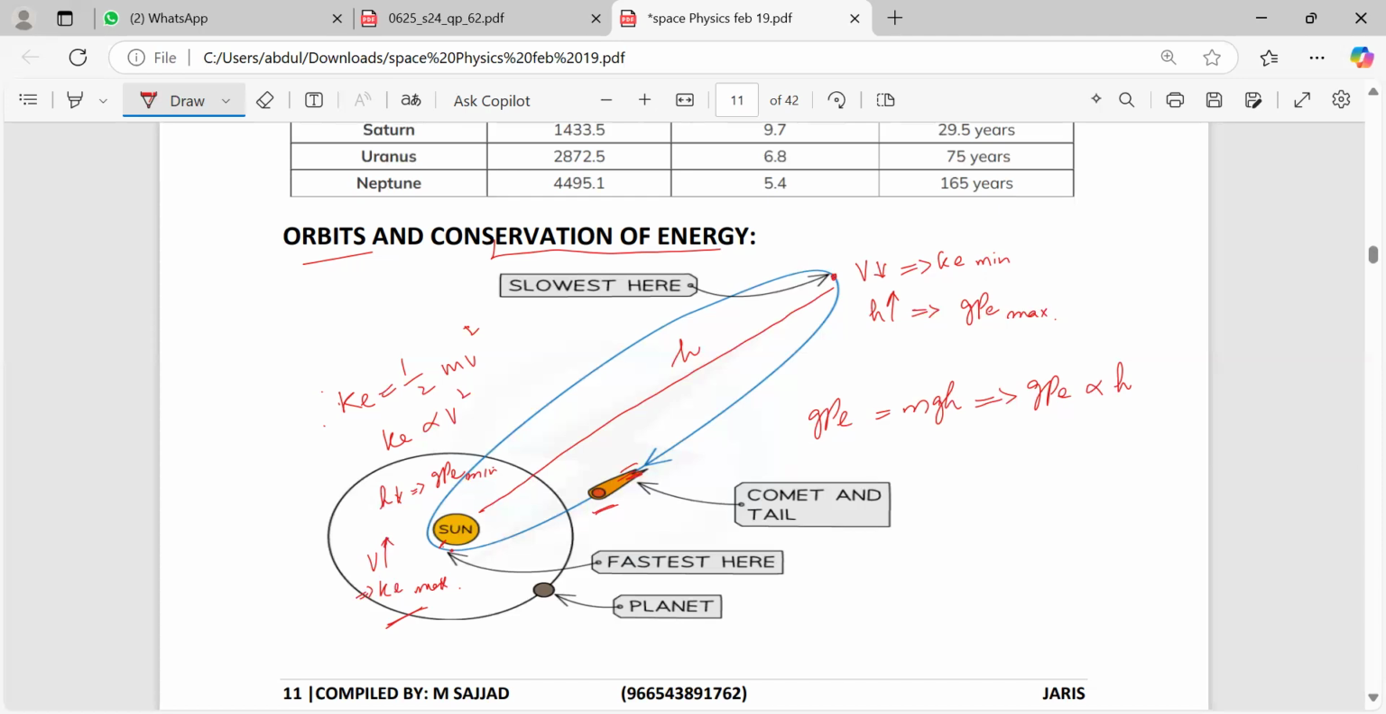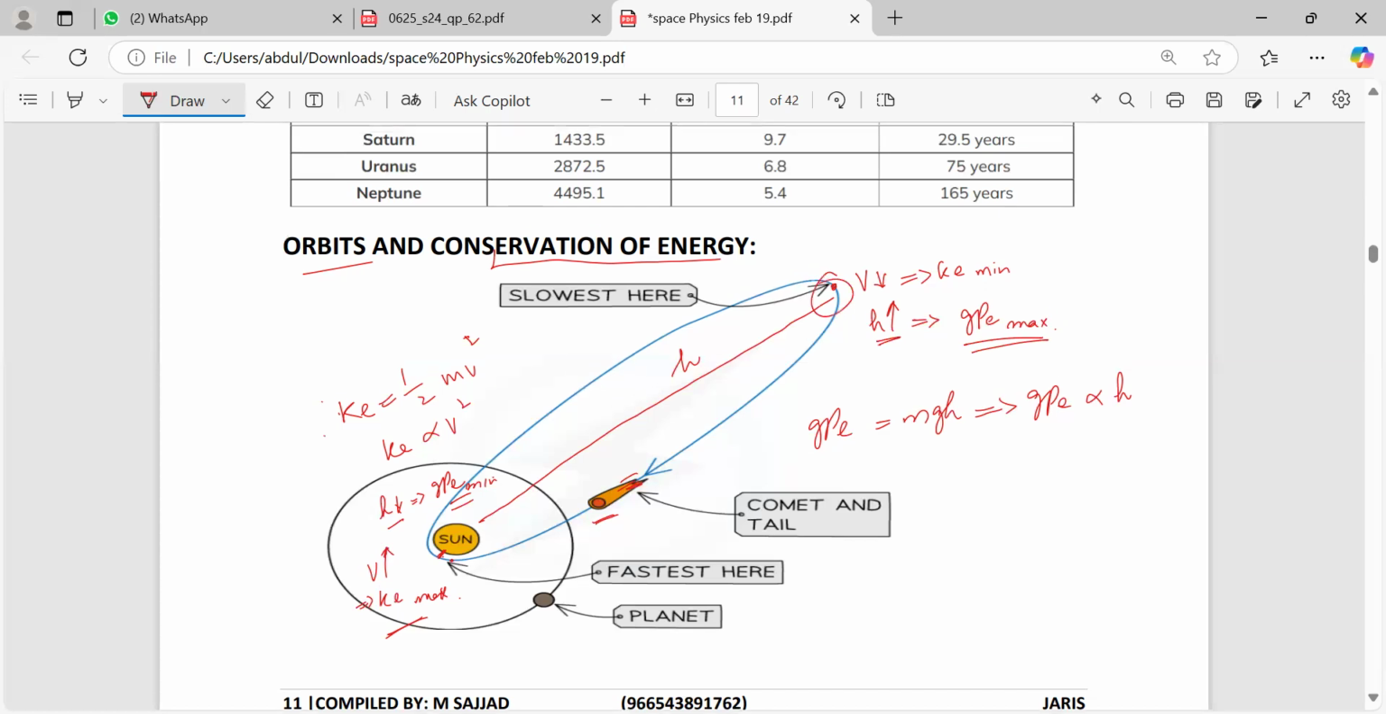Kinetic energy is 1/2 mv², so kinetic energy is proportional to what? The square of speed. So when speed is more, kinetic energy is maximum, but its distance from the sun is very small, so GPE is minimum. Then with this high speed it is flung back into space and reaches the maximum distance, so its GPE becomes maximum, and as the gravitational pull on the comet and its tail is least, speed will be less and kinetic energy will be minimum.